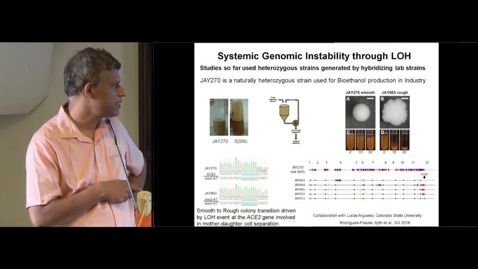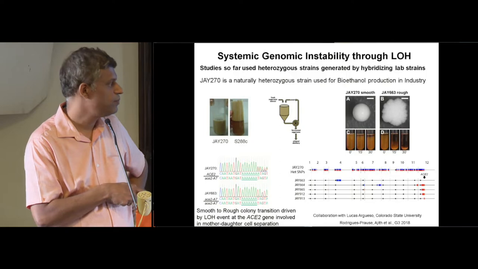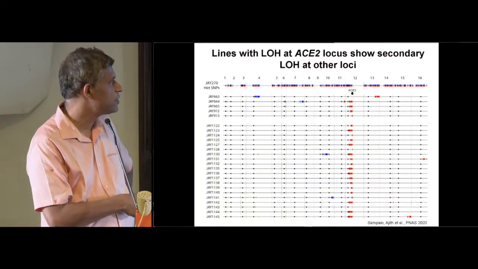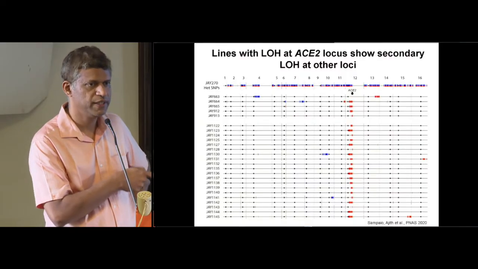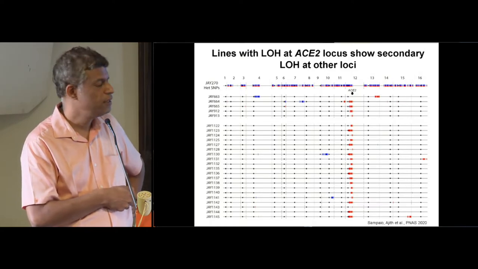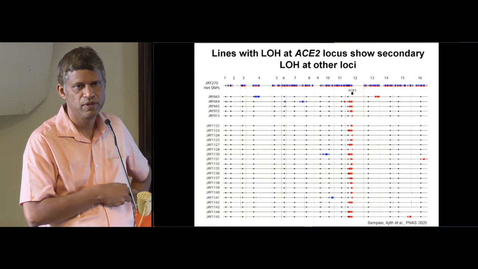What was also interesting was that lines which had this primary LOH at ACE2 also seemed to have secondary LOH at other unselected loci. We verified this subsequently by looking at a large number of these rough isolates, and we did whole genome sequencing of all these lines. We saw that all of them, of course, had this LOH event at ACE2, where the inactive allele has got fixed, and they had secondary LOH at other locations.